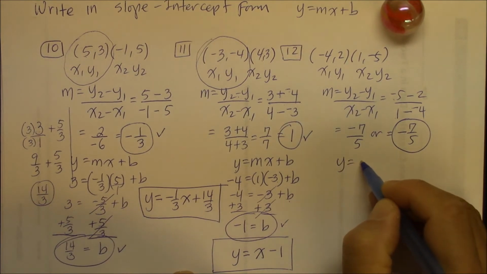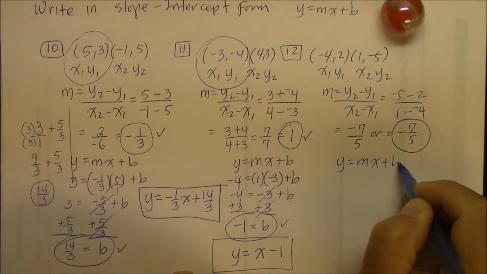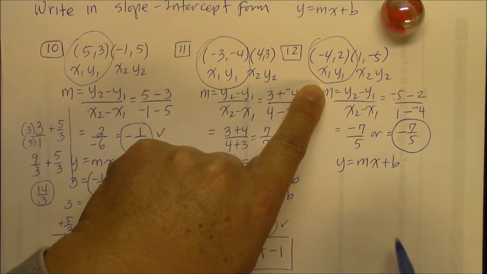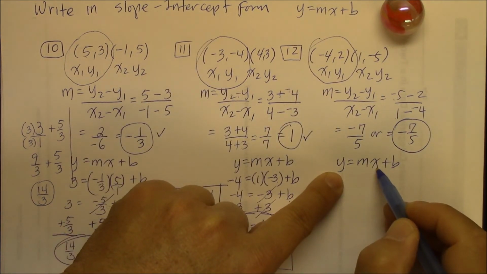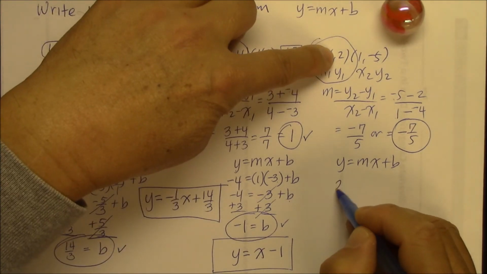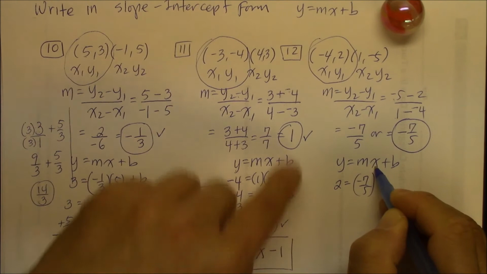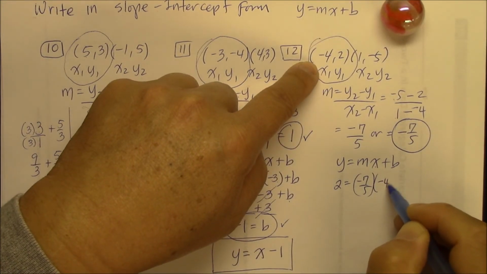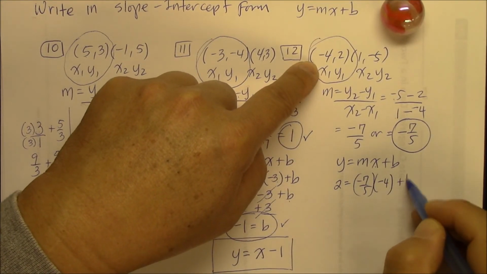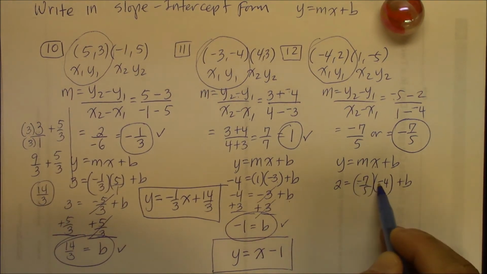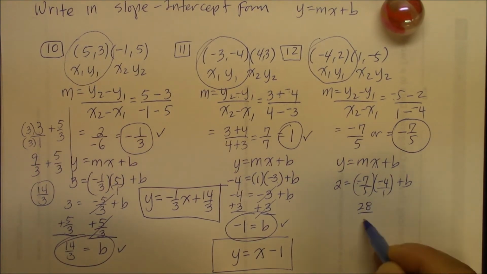Now the y-intercept. We're going to use the slope-intercept form, mx plus b. Again, I'm going to choose the first coordinate, just out of habit, and plug it in here. So y is 2. Slope I found to be negative 7 over 5. x is negative 4, this one's going to be kind of horrendous. All right, but no worries. Negative 7 times negative 4, negatives become positive, 28 over 5.